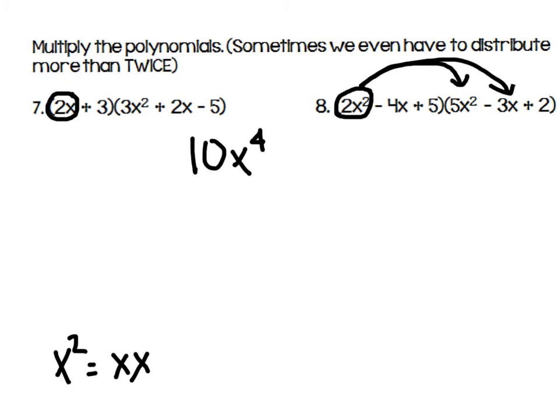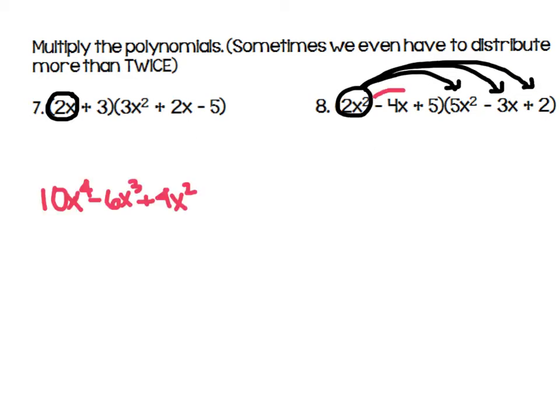2x squared times negative 3x. Well, 2 times negative 3 is negative 6. X squared and an x makes it 3 x's, so that's x to the third power. And finally, 2x squared times 2. Well, 2 times 2 is positive 4. And I have just those 2 x's squared. Now, I'm going to pause this and rewrite it a little bit over to the side, so that way I have a lot more space because I still got to distribute a lot more.